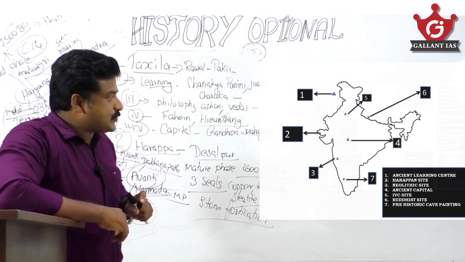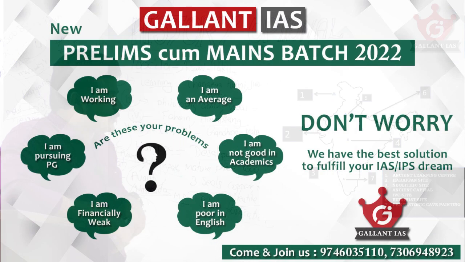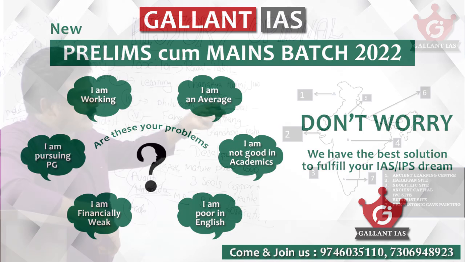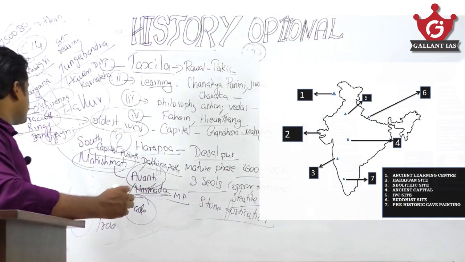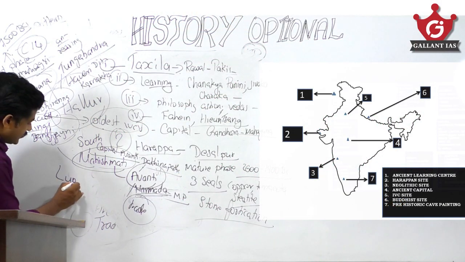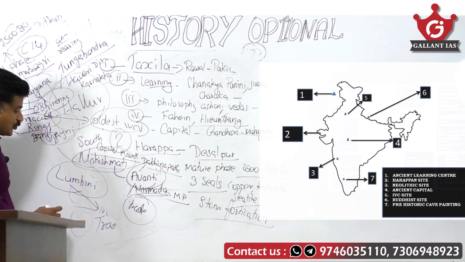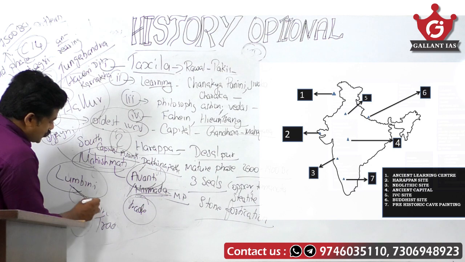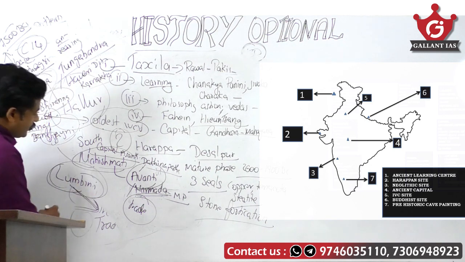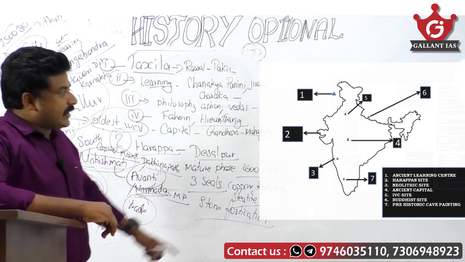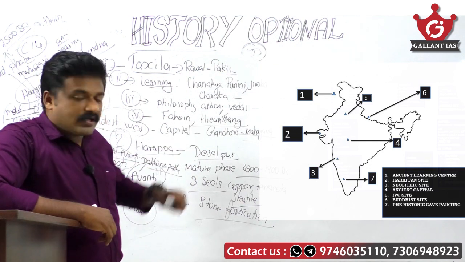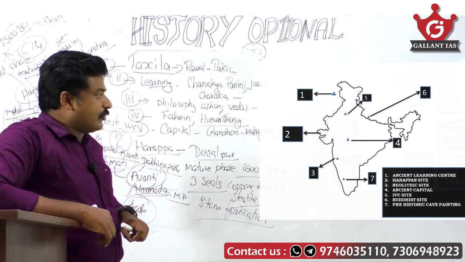Now moving on to the sixth site. What is that? Buddhist site. They say that it is a Buddhist site. So this Buddhist site is on the Indo-Nepal border. This was Lumbini. We know that Buddha was born in this Lumbini, the birthplace of Buddha. Okay, this is Lumbini. It is on the Indo-Nepal border. This is the birthplace of Gautam Buddha.